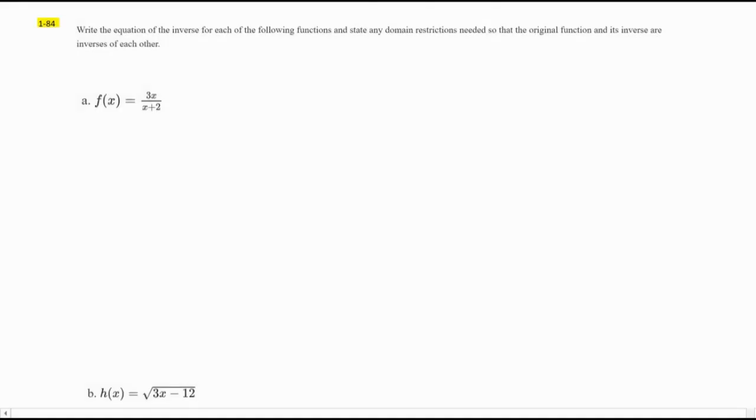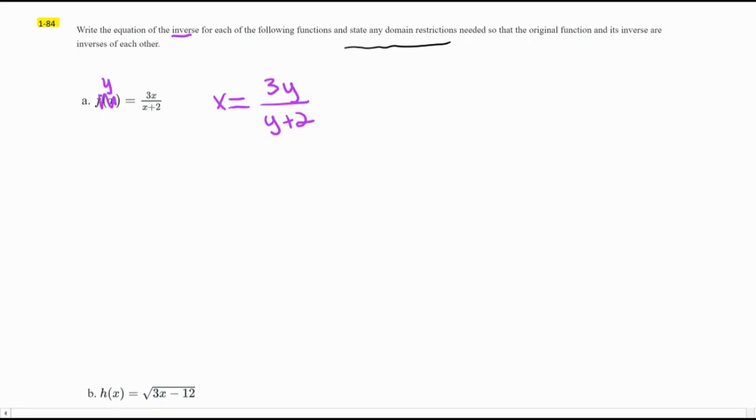You're asked to write the equation of the inverse for each of the following functions and domain restrictions. So let's go ahead and focus on the inverse piece here. When we're dealing with the inverse, usually my way of going through things is I'm going to change f of x to y, and then wherever I see y, switch that with x. Wherever I see x, I'm going to switch that with y. And now I need to solve for y.